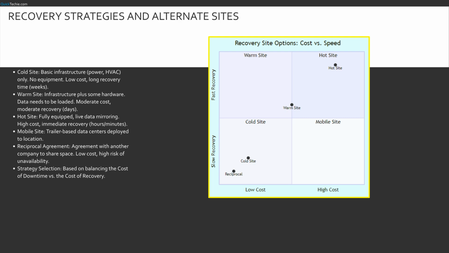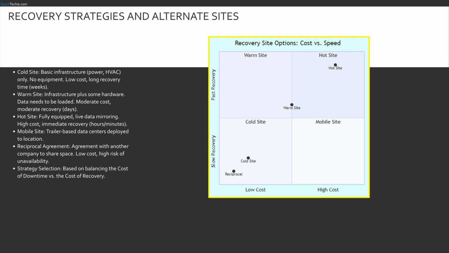We also see mobile sites, trucks, and reciprocal agreements, where you agree to share space with another company, though auditors warn against this, as a regional disaster might hit you both. You choose the strategy where the cost of the solution intersects with the cost of downtime.